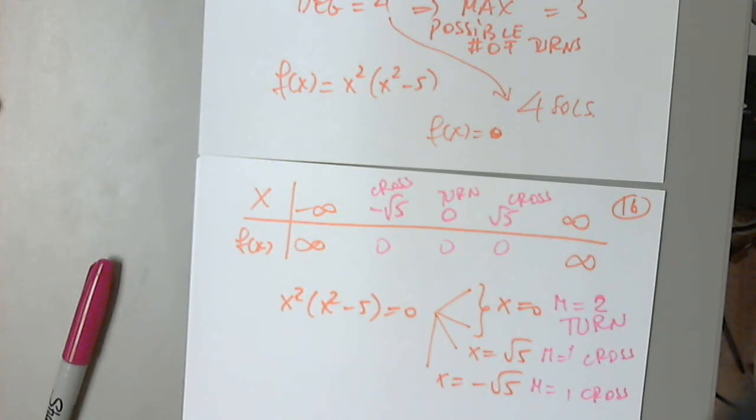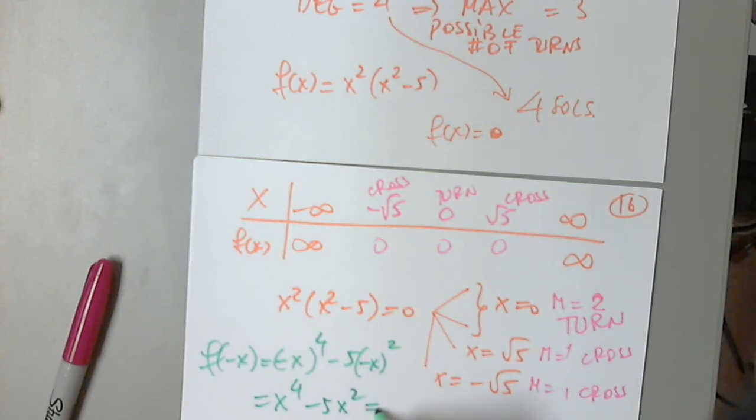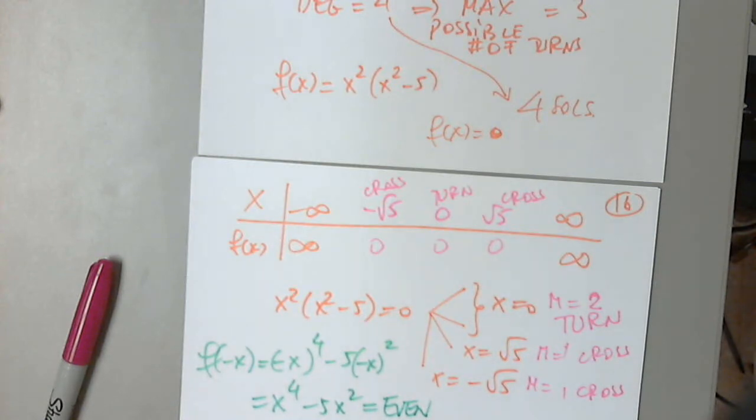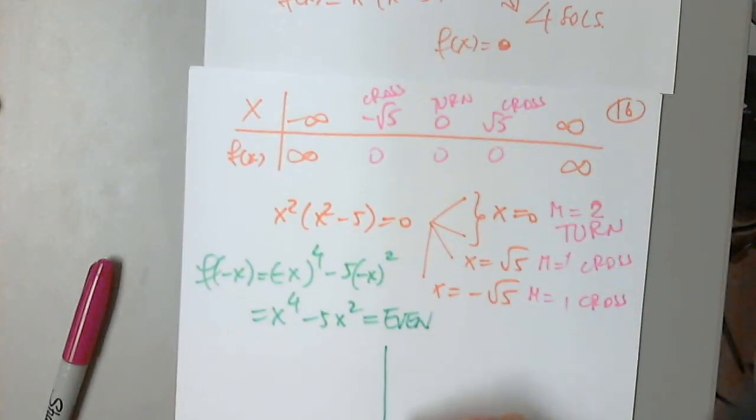I only need the symmetry, and we're done. So f of negative x equals negative x to the fourth minus 5 times negative x squared. Please tell me whether this function is odd, even, or none of the above. Negative x to the fourth is identical. Negative x squared is identical, so the function would be x to the fourth minus 5x squared. What does this mean? Very good. It's an even function, so we have to make sure that the graph will be symmetric with respect to the y-axis. That's it. We don't need anything else. I don't care for any other information about my table.